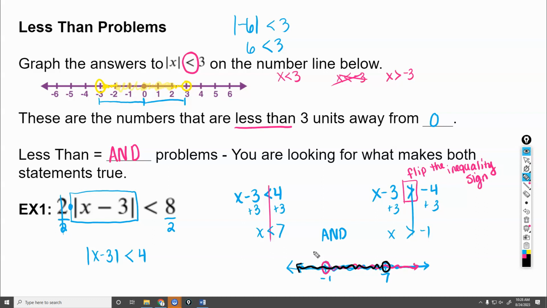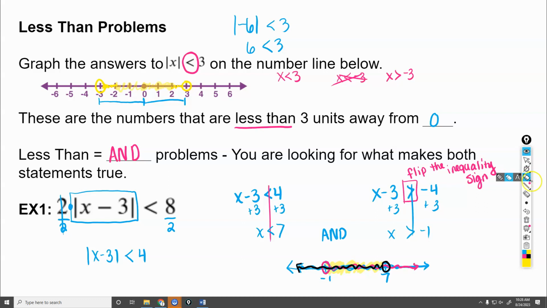But I'm looking for the numbers that make both of these true, right? So I'm looking for where these overlap, where both of the graphs are, because it can't be either or, it's both of them. So what I'm looking for is this part here in the middle where my graph overlaps, right? And that happens from -1 up to 7, right?